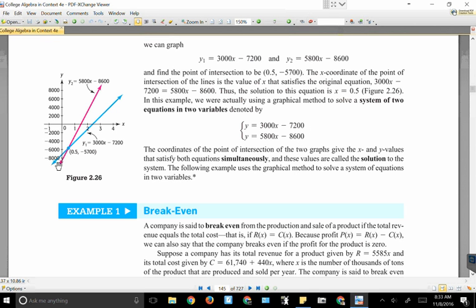If I take a look at these two equations, they have the blue line here, which happens to be the first one. They have the red line, which is the second one, and they do cross. So there are some characteristics of it that we can take a look at.